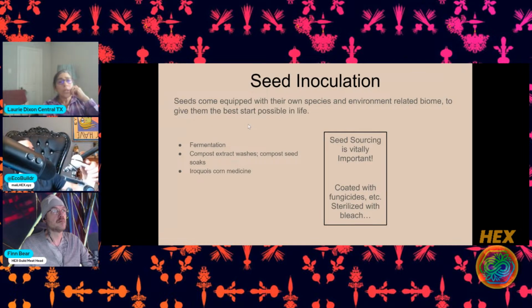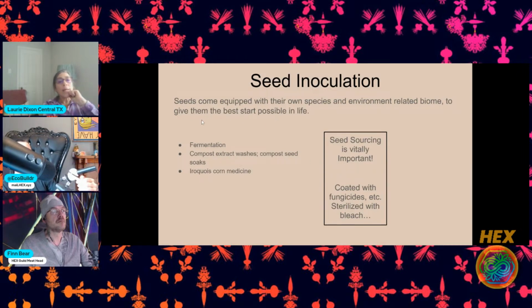And you can inoculate your seeds in a variety of different ways. Now, when I talk about seed inoculation, you have to be careful. We're not talking about, in the commercial seed industry, they're coating them with fungicides. You don't want that. Sometimes they're sterilizing them with bleach. No, because there's a microbiome on the seed.